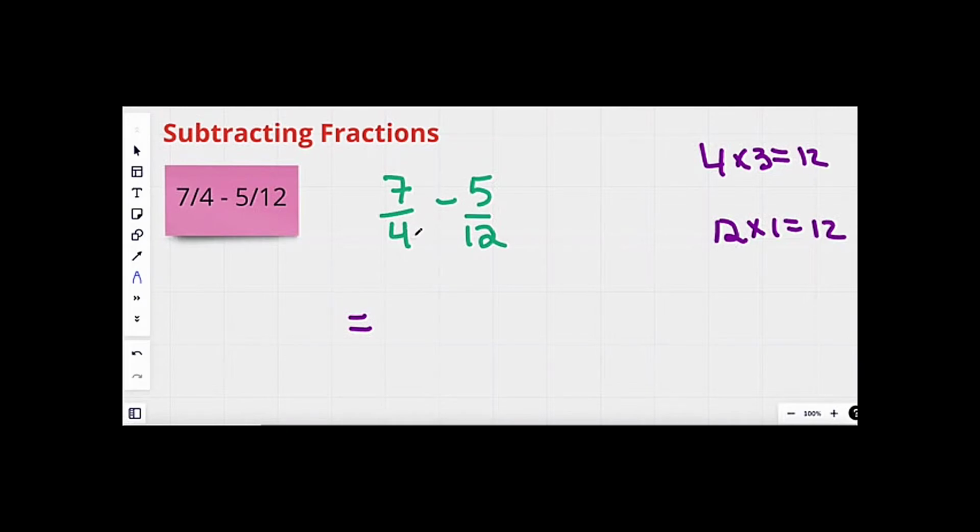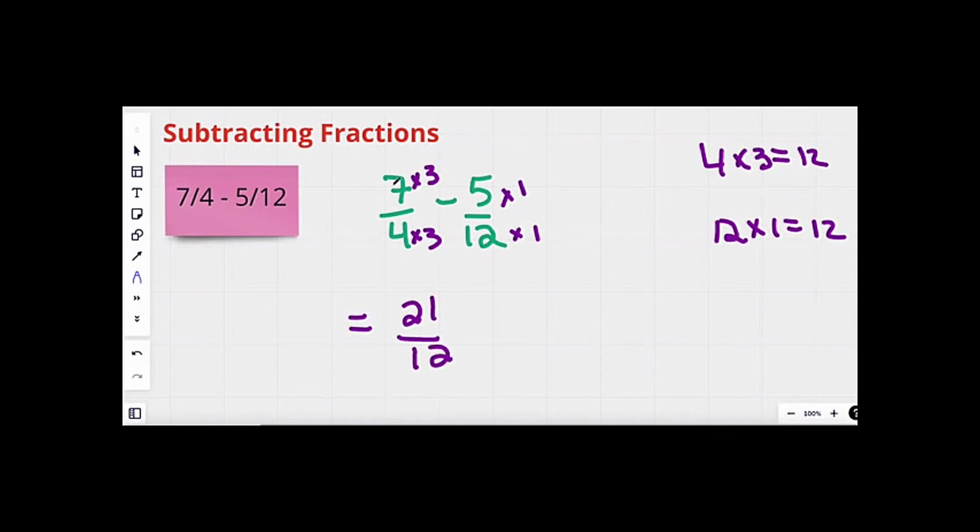So what do we need to do to the 4 so that it becomes 12? Well, we multiply that by 3. And the rule of thumb says that whatever we do to the bottom, we also need to do to the top. So that means we're also going to multiply that number by 3. Now we look at the next fraction. What do we need to multiply the 12 by in order to give us 12? Well, 1. And whatever we do to the bottom, we do to the top. And so that becomes 21 over 12.